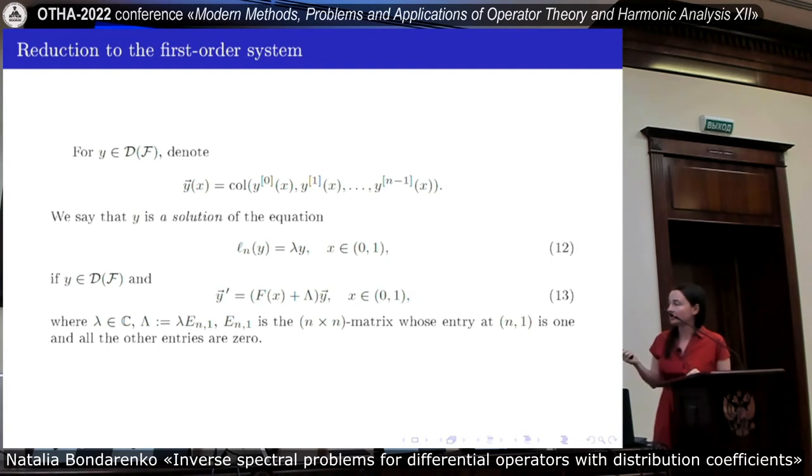Also, similarly to the second order case, we can write the equivalent first order system for equation 12. We define by y the column vector of quasi derivatives. Further, I will call y a solution of equation 12 if it is of the defined domain and it satisfies the first order system. Here, f of x is the Mirzoyev-Shkalikov matrix, and lambda is the constant matrix which contains the spectral parameter. At the entry n1, it contains the spectral parameter lambda, and all the other entries are zero.